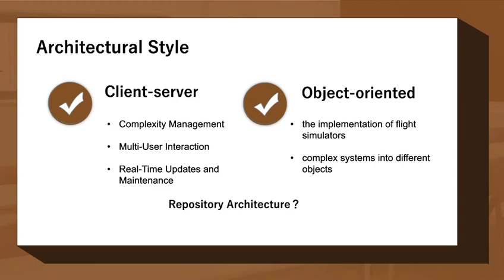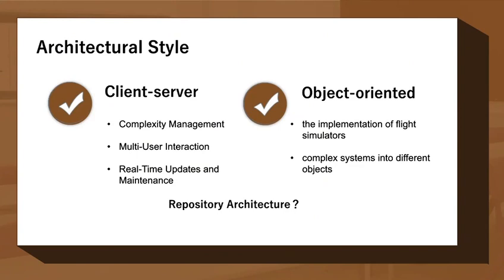Last, we conclude that another important architecture of FlightGear is object-oriented architecture, because the implementation of flight simulators primarily focuses on object-oriented programming. As we discussed before, FlightGear simulates real-world flight conditions and requires a high degree of physical accuracy, graphics rendering, and user interaction. Anyway, we could make sure that the two main architectures of FlightGear are client-server and object-oriented.